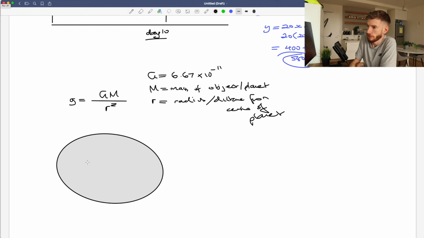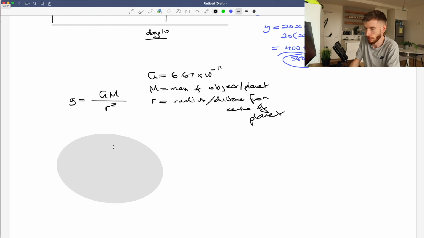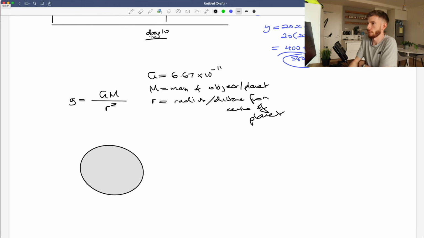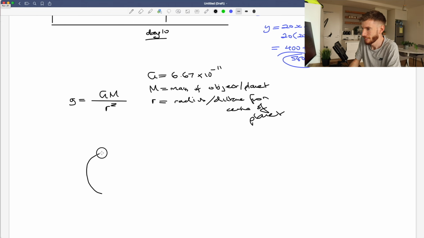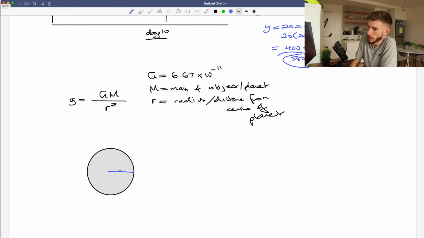So if I draw, that's not really going to work. Let me try that again. Yeah, we'll have a bit of an oval-shaped planet. That's fine. And so, actually no, because we need it to be a circle. I'll do my best to get a circle here. Okay, that's much better.